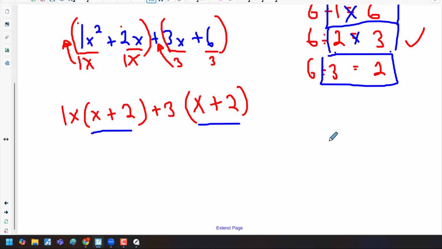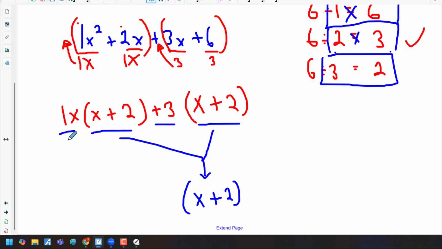And once you're at this step, the final step is to just take these two brackets that are exactly the same and combine them into one bracket, x plus 2. And whatever is in front of these two brackets, you combine them together into their own bracket. And that's the answer. That's how you factor a trinomial.